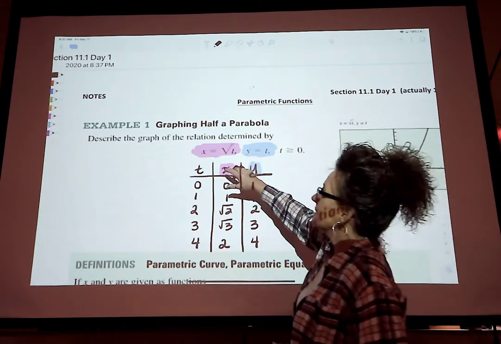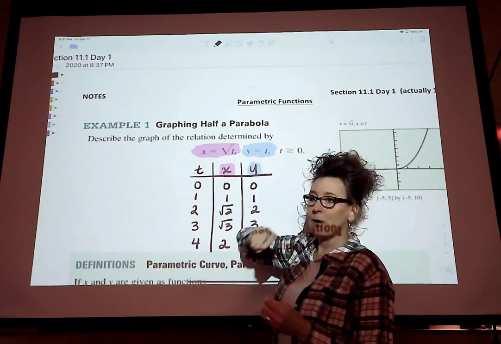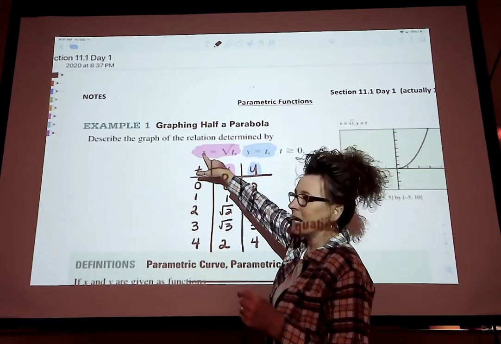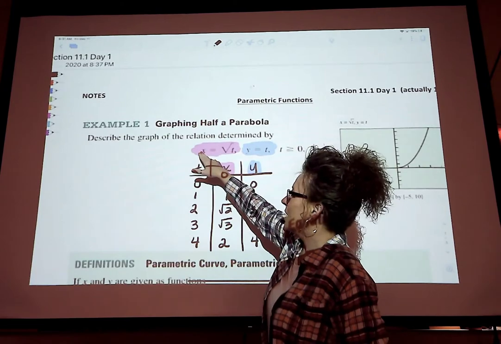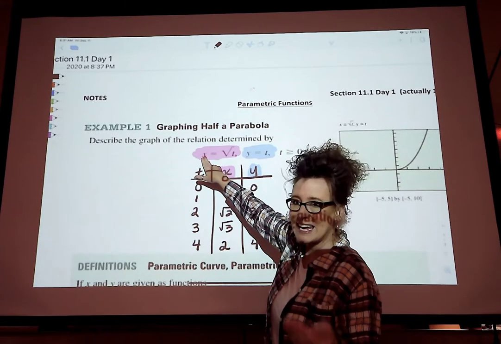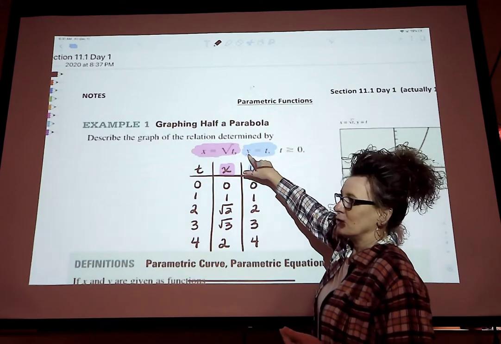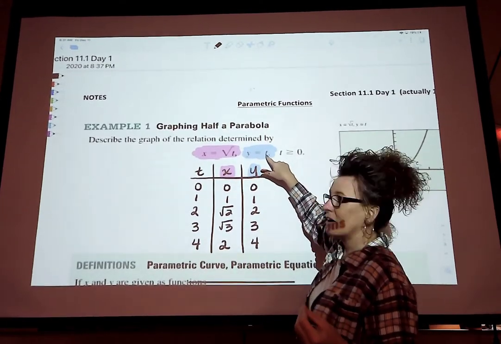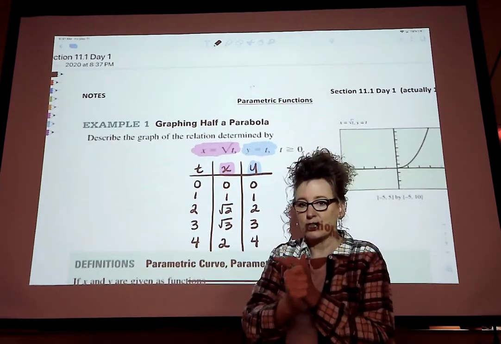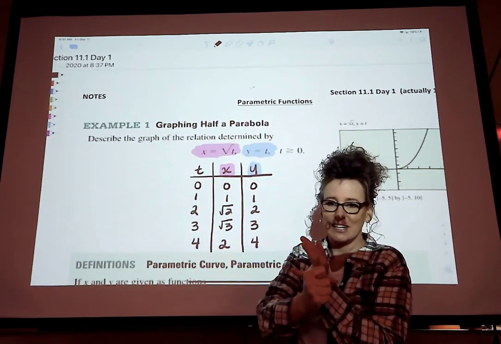All right, so I've got parametric equations. What it means is x and y are both each their own function in terms of t. So I could have written x parentheses t. So x of t is this. My x values are obtained by plugging t values into this equation. My y values are obtained by plugging t values into this equation. So here's what's kind of cool. X is changing based on t. Y is changing based on t.